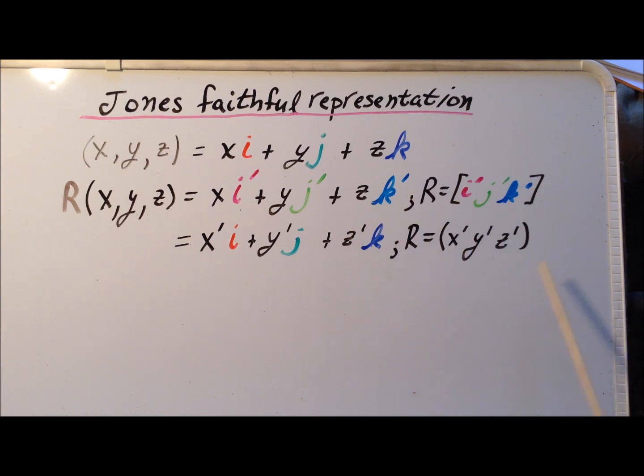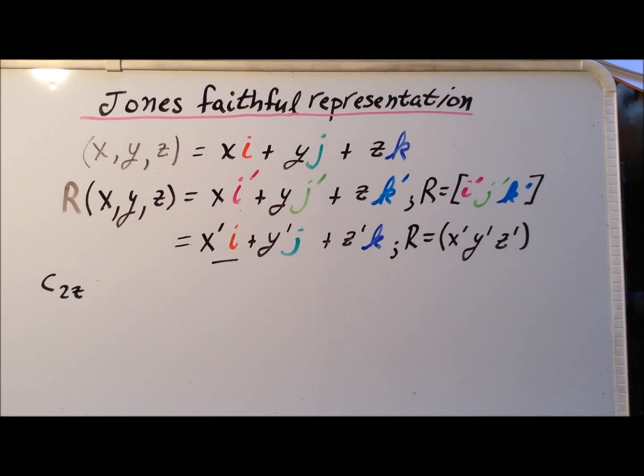When we use the Jones representation, now instead of using braces, we have parentheses. And now we are going to interpret each of these entries as a row vector. So this is actually a column vector where x prime is the first row, y prime is the second row, and z prime is the third row.